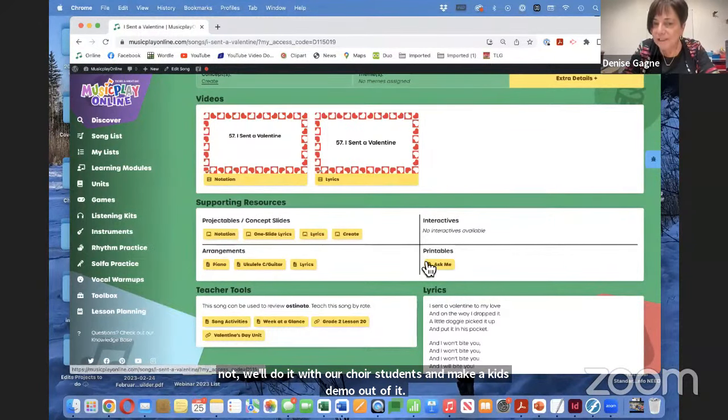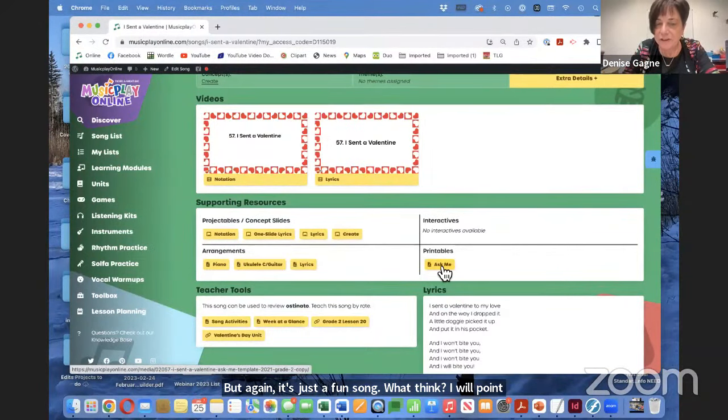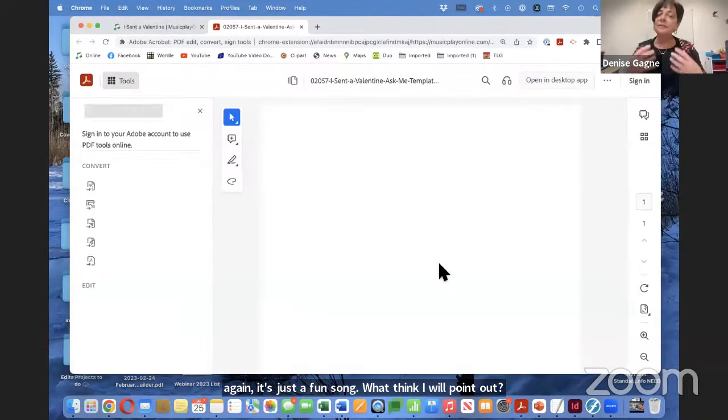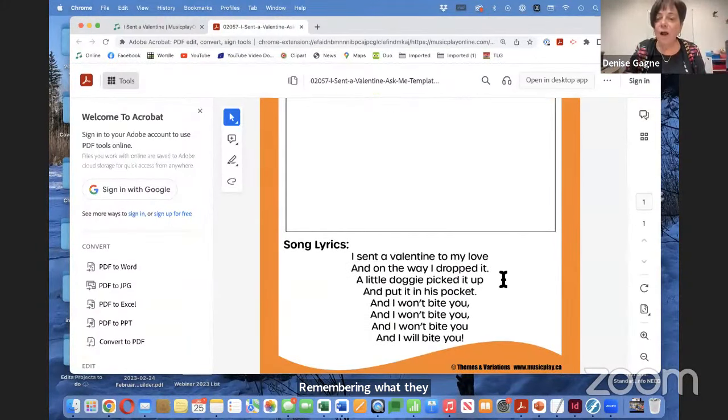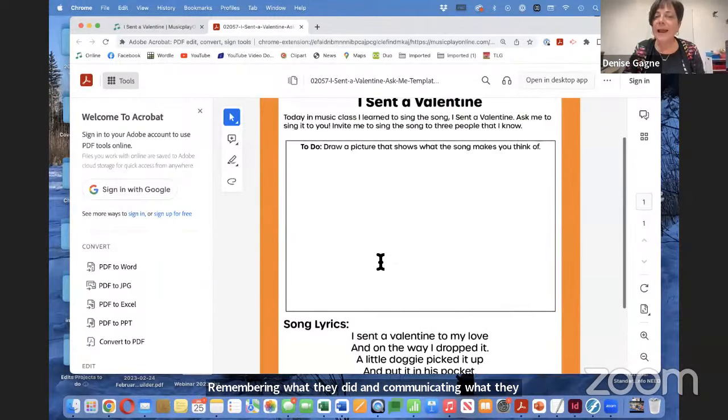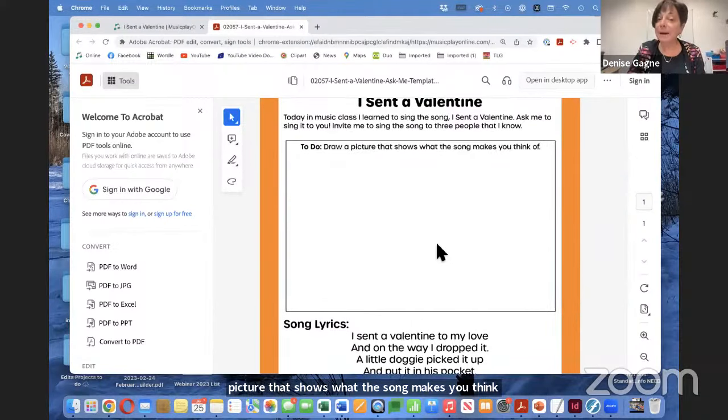One thing I will point out, we've got these Ask Me pages. And the idea of these are, we want the kids remembering what they did and communicating what they did to home. So it's got the words to the song, and they draw a picture that shows what the song makes you think of. If you have a sub in, this might be a good activity for a sub to do, rather than a sub trying to play the game when they don't have a kids demo.